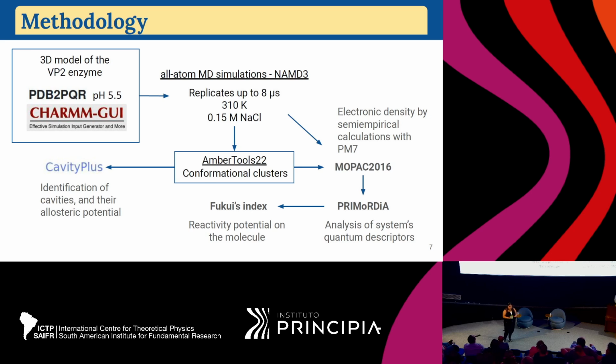We've done our atomistic simulations in replicates, and from them we obtained conformational clusters. Those conformational clusters were submitted to the CavityPlus server, where we identify the cavities and their allosteric potential. Moreover, we used these conformations in MOPAC to calculate the electronic density with semi-empirical calculations. And this electronic density was assessed by Primordia, a program that analyzes the quantum descriptors.